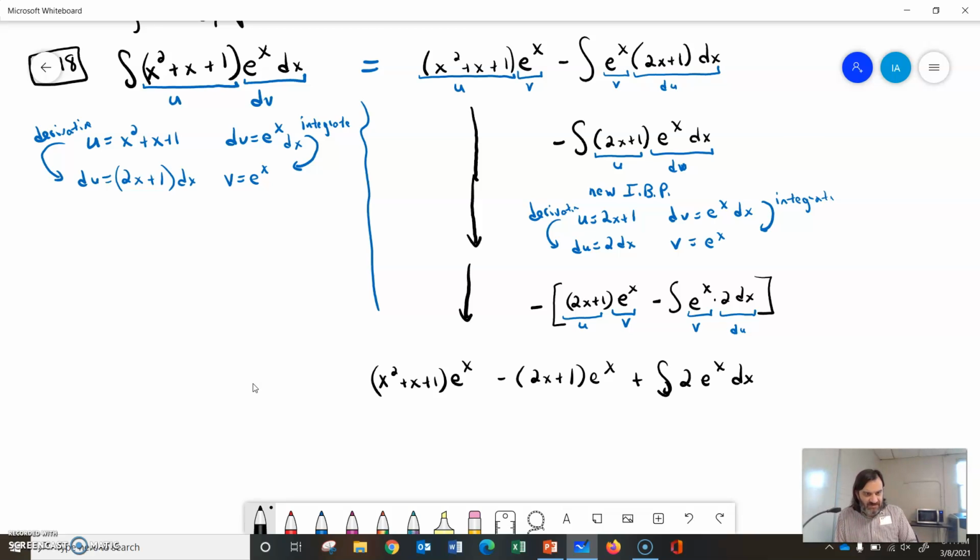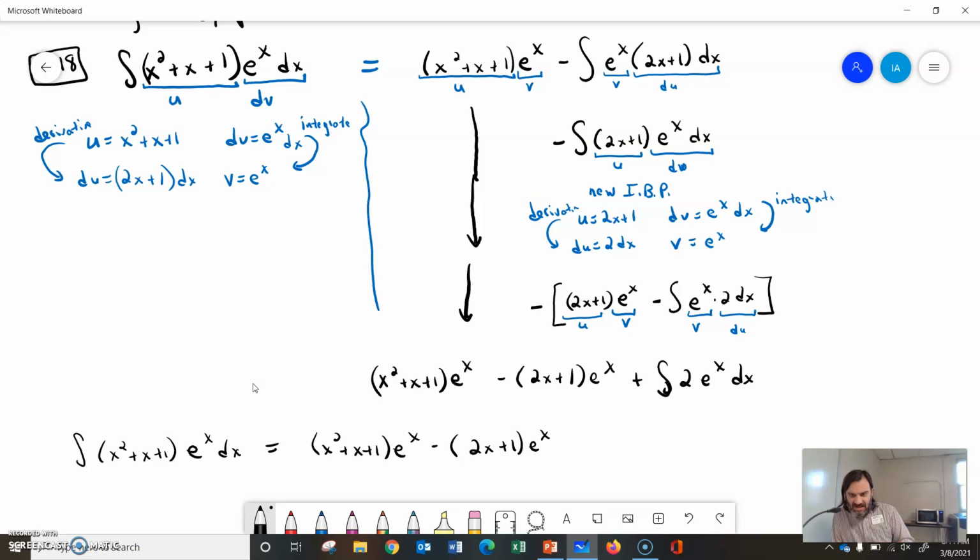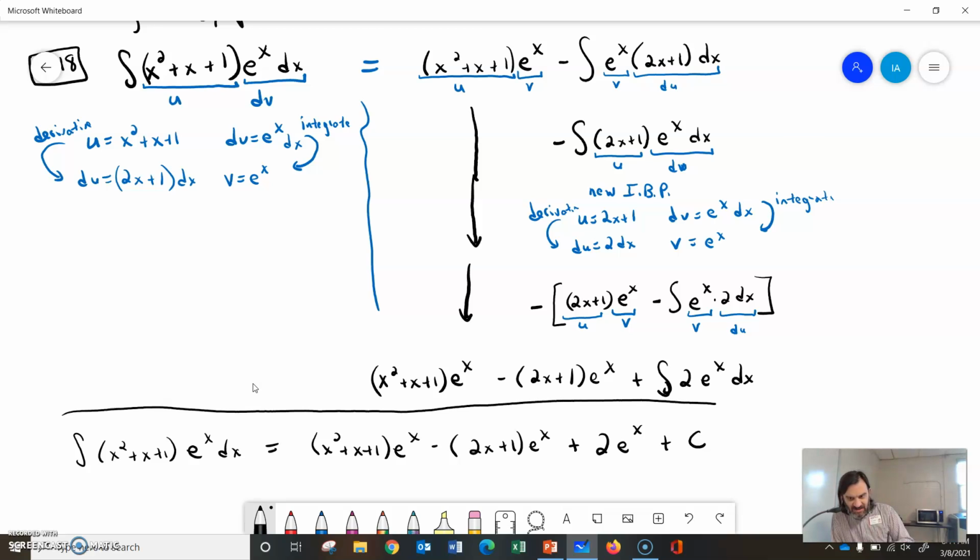So in the long scope of things, the original problem, which was x squared plus x plus 1 times e to the x dx, the integral of this thing is everything that we've already found, all the parts that were there. X squared plus x plus 1 times e to the x minus 2x plus 1 e to the x. And then we said the last integral here will be itself, 2 e to the x, and that'll be plus c. So we have the original problem and everything put together, gives us a complete integral.